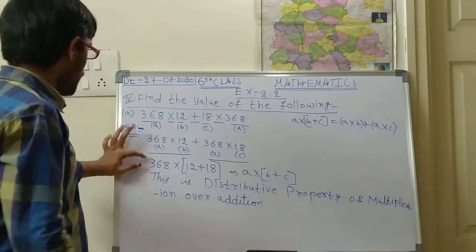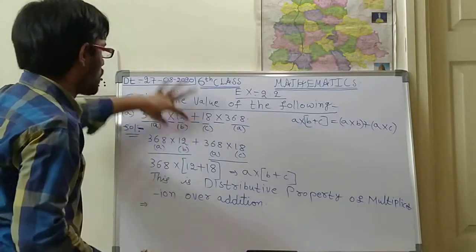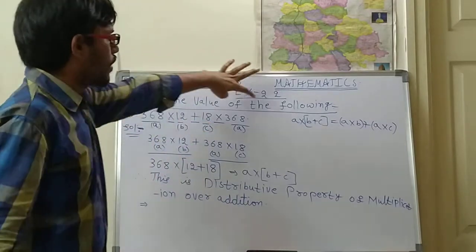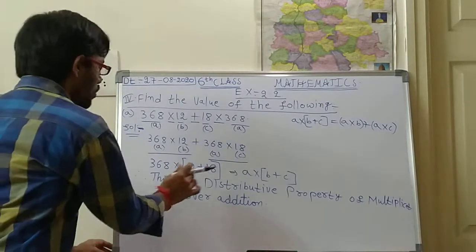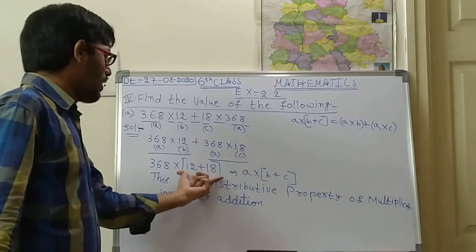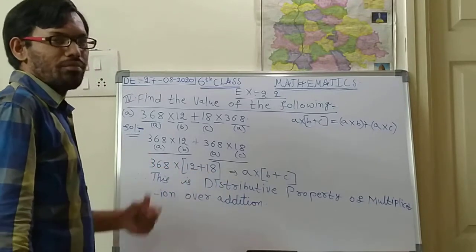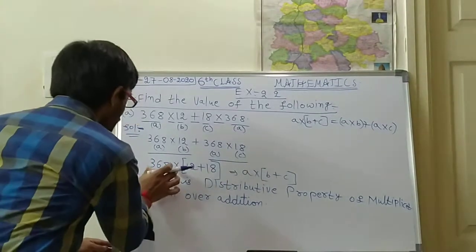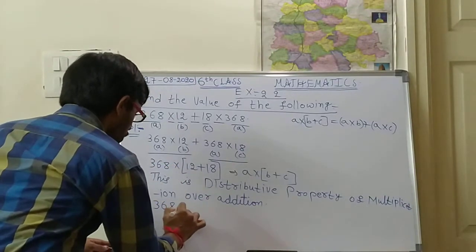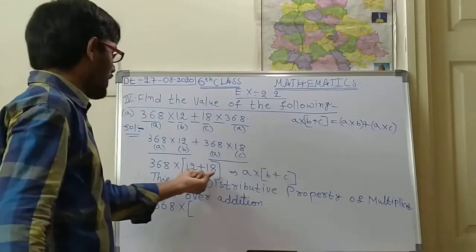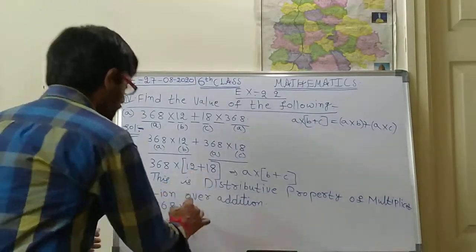So after confirming, now you have to start solving. He asked, find the value of the following. So now you have to solve this value. First of all you should start with the brackets, then afterwards you should go with the other part. Now the outside part you keep like that only, 368 into, so what is there in the brackets? 12 plus 18. What is 12 plus 18? So 12 plus 18 is 20.